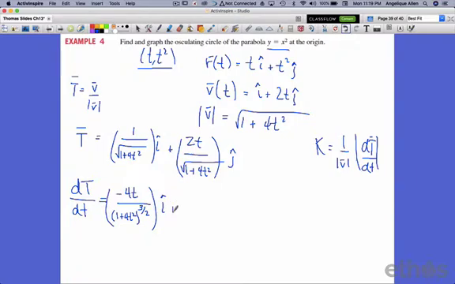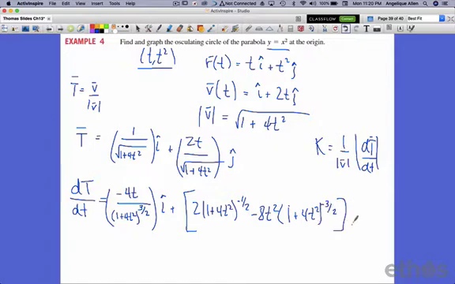And then when you apply the quotient rule here, you're going to get ugly stuff. All right, so we're going to have 2 times (1 plus 4t squared) to the negative 1/2 minus 8t squared times (1 plus 4t squared) to the negative 3/2. And that is the j component. And then we have to do the magnitude.